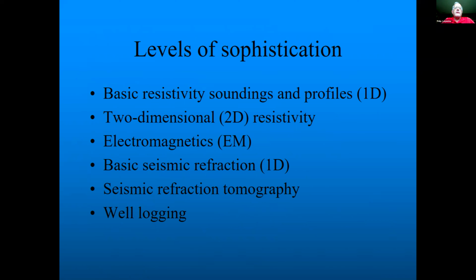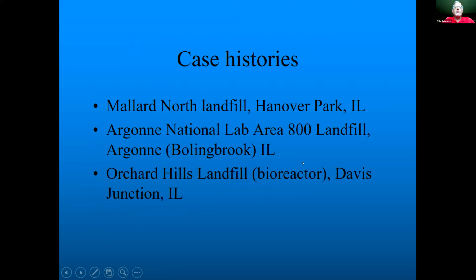So we're going to be looking at different levels of sophistication: basic resistivity soundings and profiles, which will be the first example from Mallard North Landfill; 2D resistivity and electromagnetics, which we'll look at at Orchard Hills; and EM at Argonne National Lab. 1D refraction, we'll look at a little bit of that at Mallard North. So these are the three case histories I'd like to include. We'll start with the Mallard North landfill.